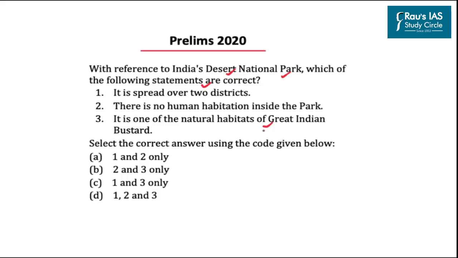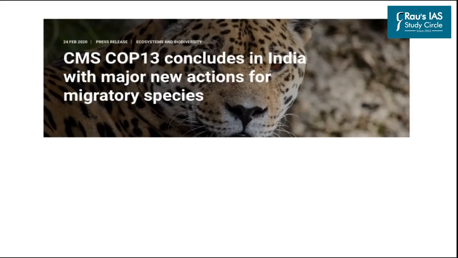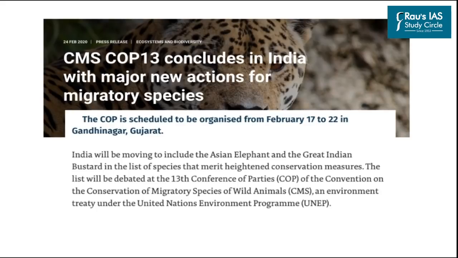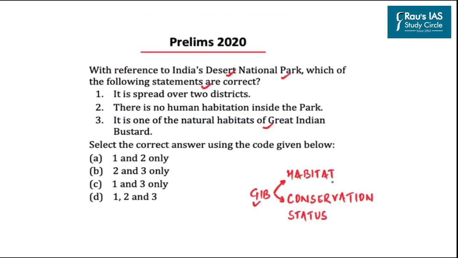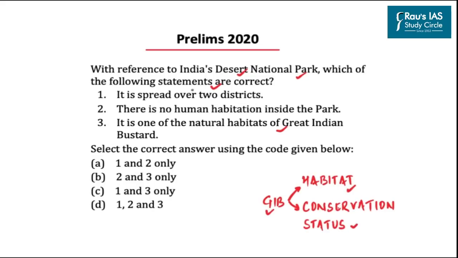of Great Indian Bustard. Because if you remember, the 13th meeting of the Conference of Parties to the Convention on the Conservation of Migratory Species of Wild Animals, or acronymed as CMS, concluded in Gandhinagar, which adopted very significant resolutions and decisions to address the conservation needs and threats facing migratory species around the globe. And if you remember, 10 migratory species were added to Global Wildlife Agreement, including Great Indian Bustard. And so information related to Great Indian Bustard with respect to its habitat as well as its conservation status had already become important. So let us now try and solve this question and along the way learn a trick.